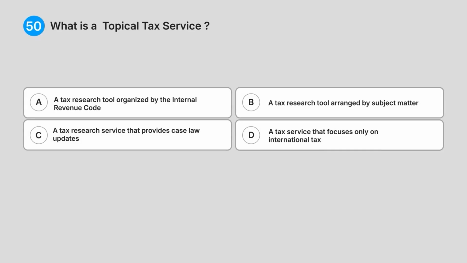50. What is a topical tax service? A. A tax research tool organised by the Internal Revenue Code. B. A tax research tool arranged by subject matter. C. A tax research service that provides case law updates. D. A tax service that focuses only on international tax.